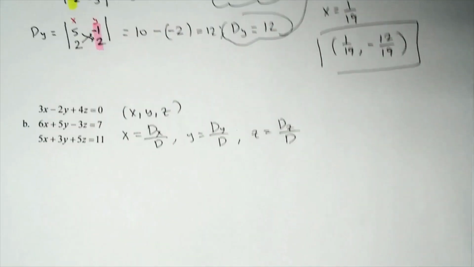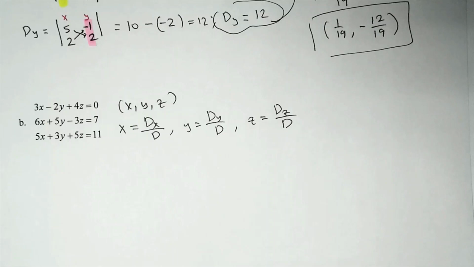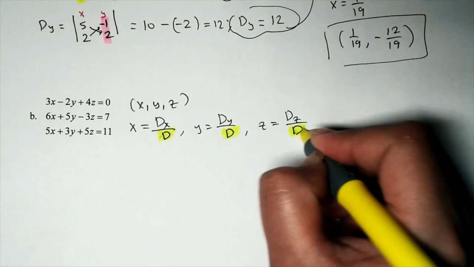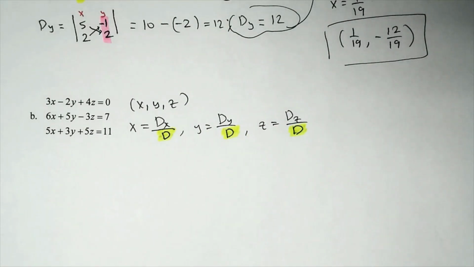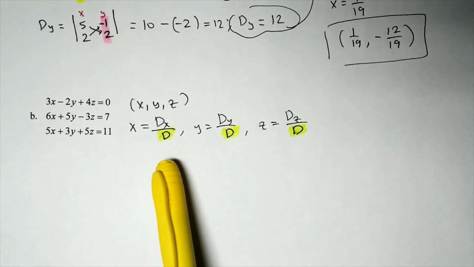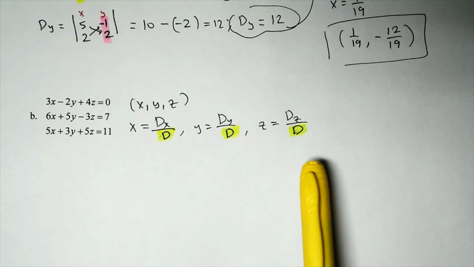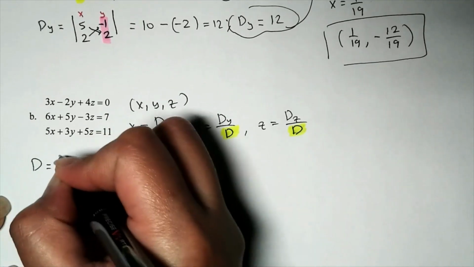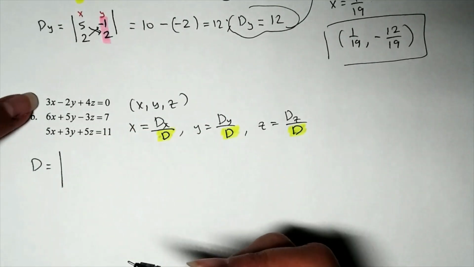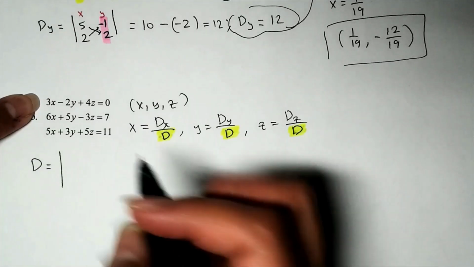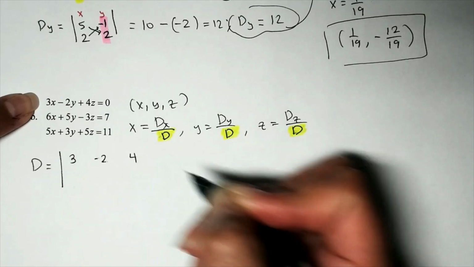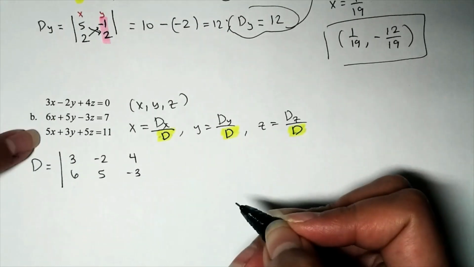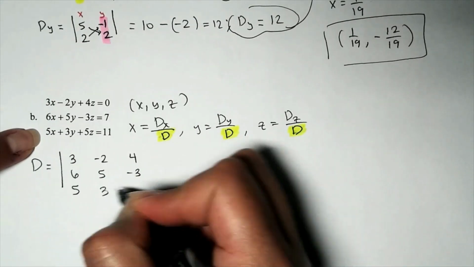Okay, with that being said, whether we want to find x, y, or z, they are all being divided by d, which is the determinant of the coefficient matrix. So again, if you want to save yourself some headache, verify that the determinant of the coefficient matrix is not 0, and if it isn't, then we have the green light to proceed. Let's write down what d is. d is given by the determinant of the coefficient matrix. The coefficients in row 1 are 3, -2, 4. The coefficients of row 2 are 6, 5, -3. The coefficients of row 3 are 5, 3, 5.